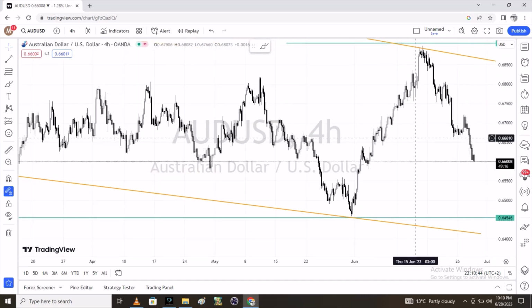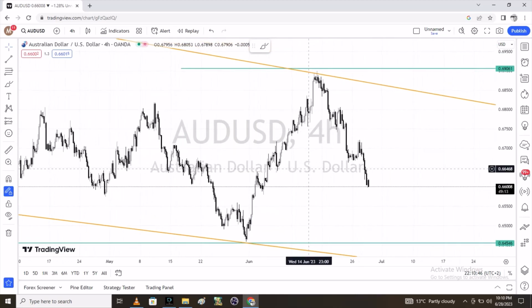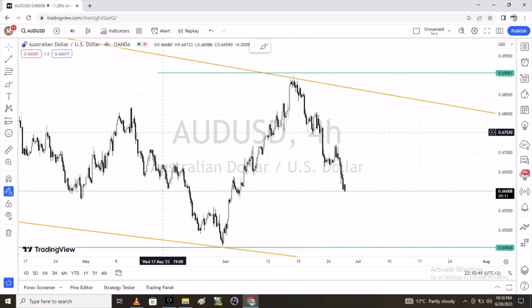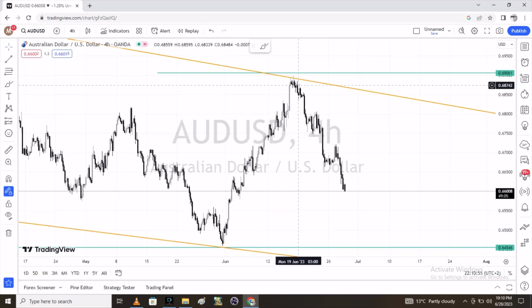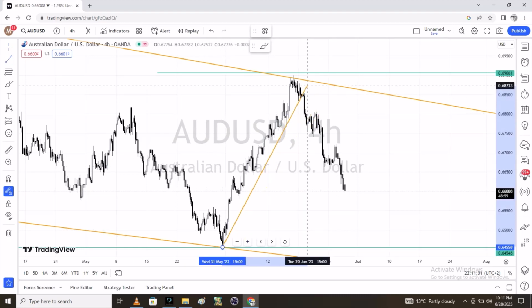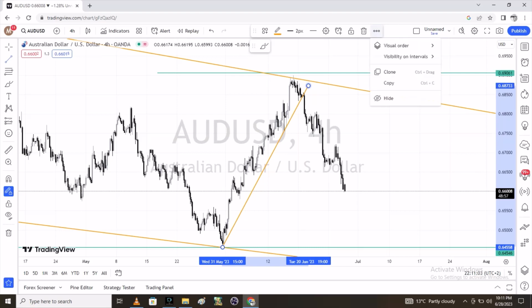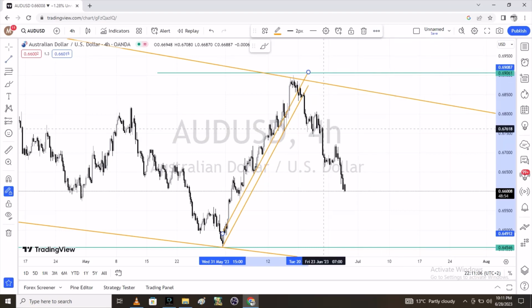On the 4-hour, we can see that the market has been pushing up for a very long time, and now we are on a bearish movement. Let's have a trend line here. As you can see, the market had been pushing up. Let me show you by this trend line. The market had been going up for a very long time.